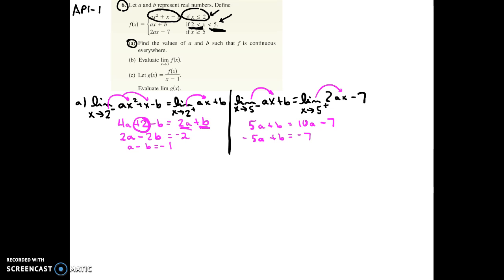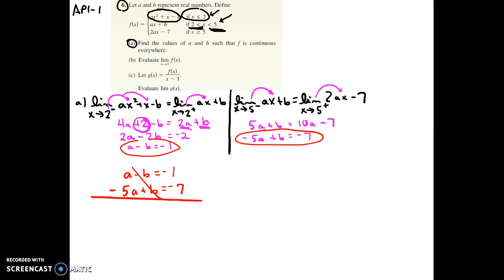So now I have a system of equations. I have this equation and this equation, 2 variables, 2 equations, so I'm going to solve the system. a minus b is equal to negative 1, and I take the other equation, negative 5a plus b is equal to negative 7. It's already set up so that the b's eliminate. And I have negative 4a is equal to negative 8. So a is equal to 2. Plugging the 2 back in here, I have 2 minus b is equal to negative 1. Negative b is equal to negative 3. b is equal to 3.